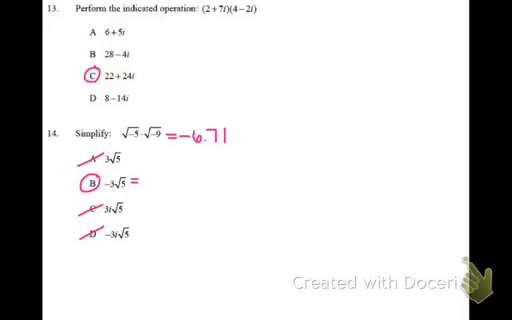But again, double check that. So I have negative 3 square root of 5. That as a decimal is the same thing, negative 6.71.